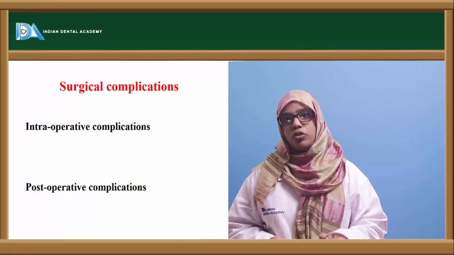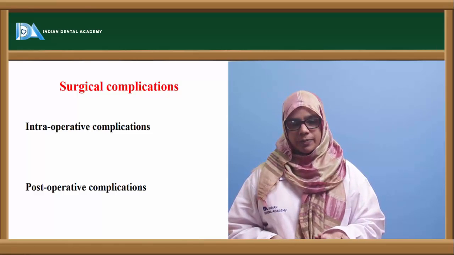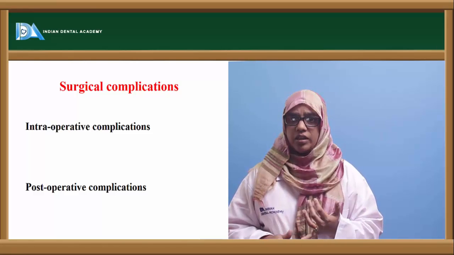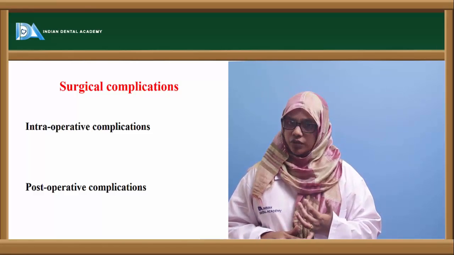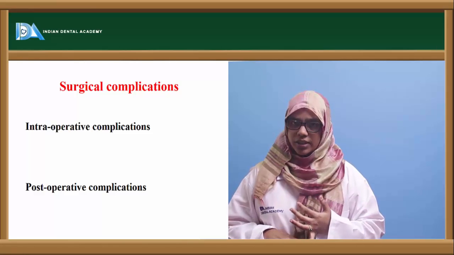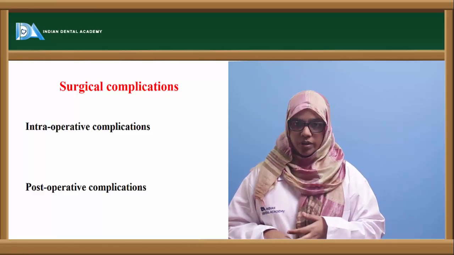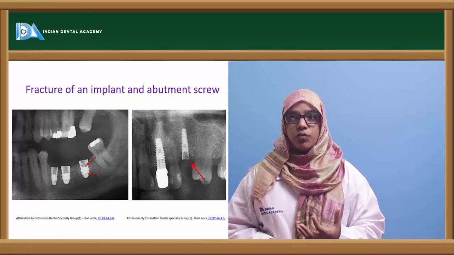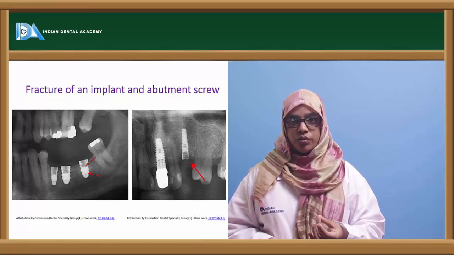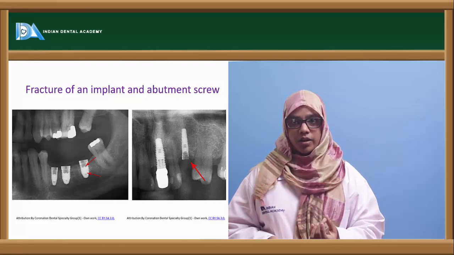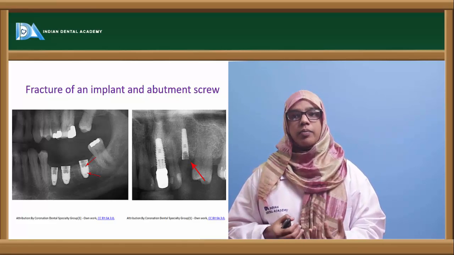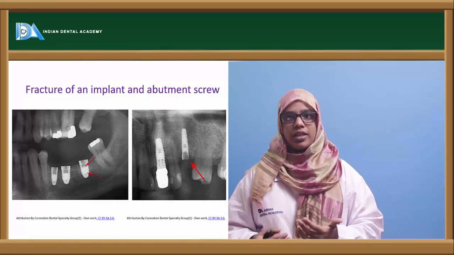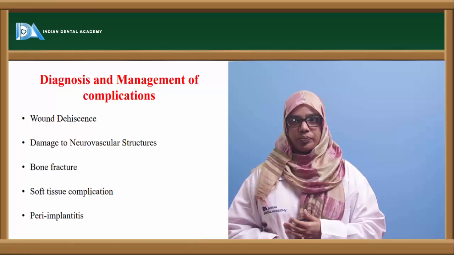Now, what are the post-operative complications that can arise? Primary stability failure can occur. There could be bone loss at the crestal area, fracture of the screw and abutment, and wound dehiscence. This figure shows fracture of the abutment screw and the implant. Here, because the implants are placed in different directions, the stresses are not distributed equally. In that case, implant fracture has occurred.